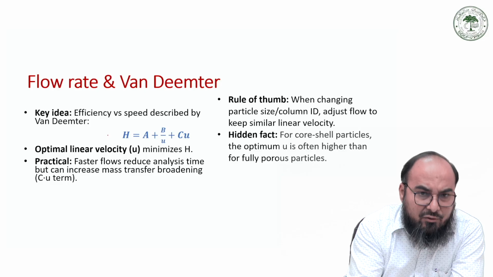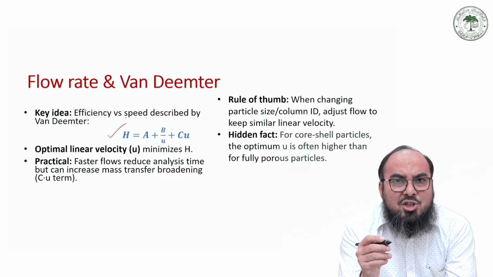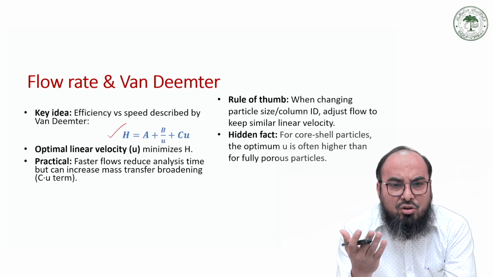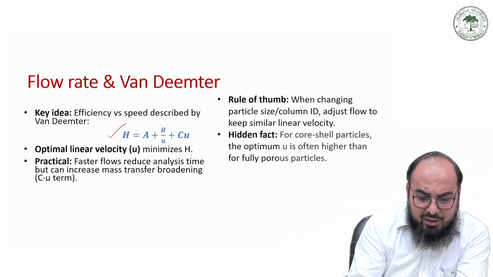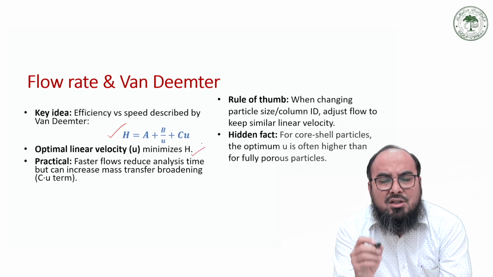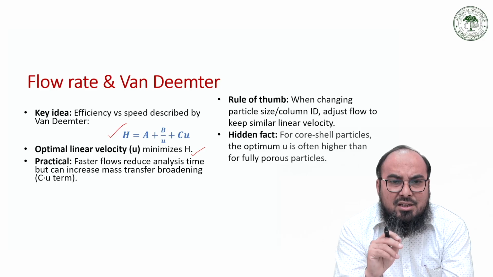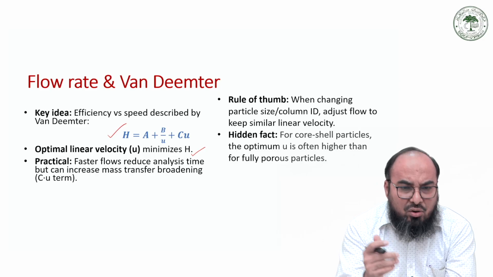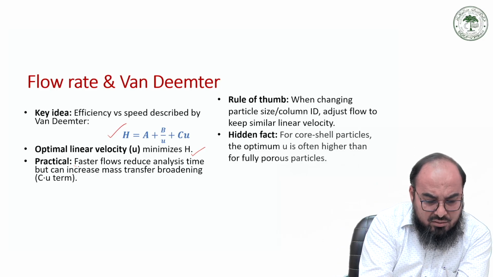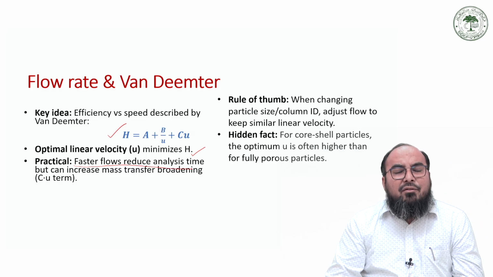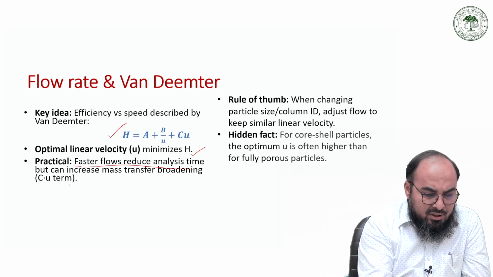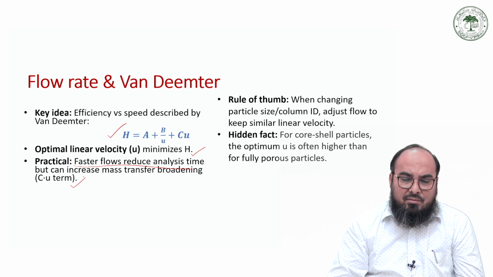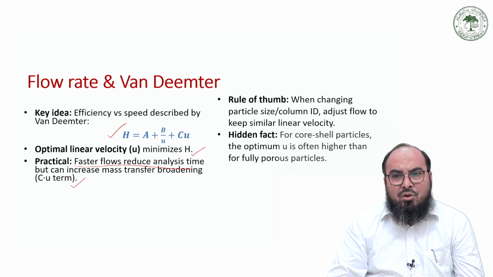The well known equation is H equal to A plus B upon u plus Cu, where H is the height equivalent to a theoretical plate. So we always take the optimal velocity, and this optimal velocity is toward the higher side. If you have faster flows, of course you have lesser analysis time, but at the same time this will increase the Cu term, and this leads to band broadening.